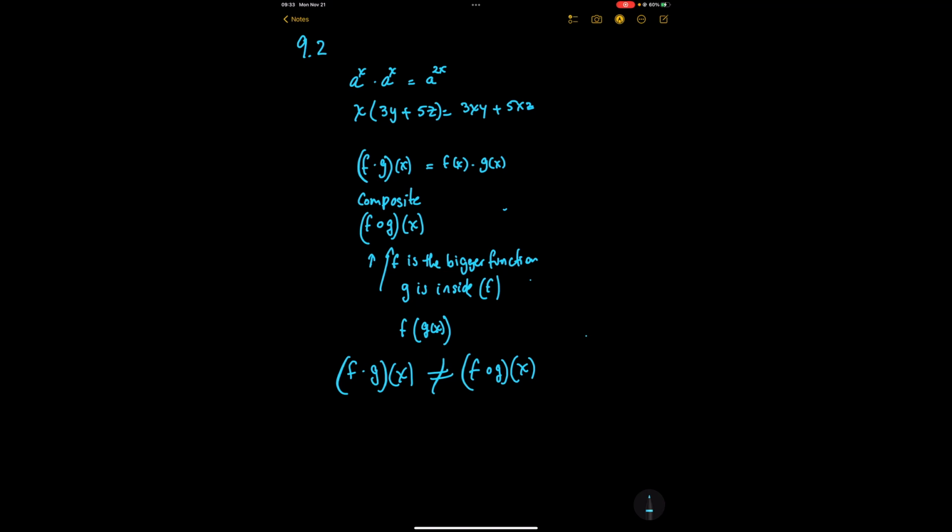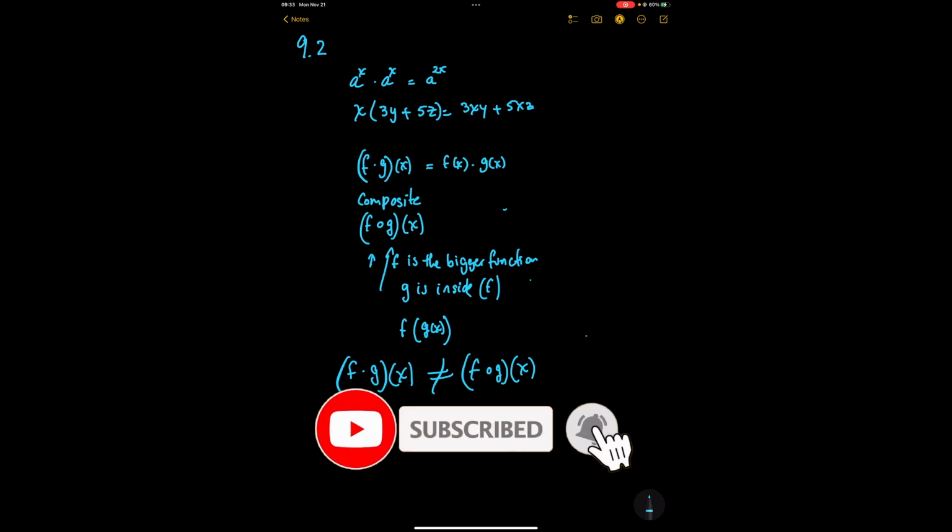So guys, this is my stats. I hope I explained that part pretty clearly. And next time we're going to meet for part 2, we're going to look at the exercises so you can see the difference between (f times g)(x) and f circle g of x.